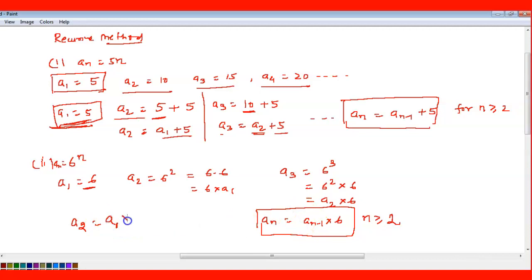a2 minus 1 is 1 into 6, right? a1 is what? 6. 6 into 6 is what? 36. So we are getting 36 here, right? Any doubt till here? Another example I will take.